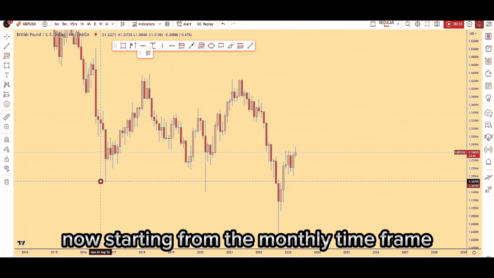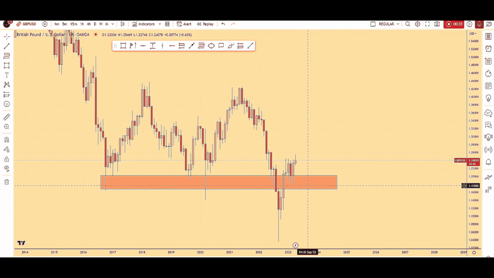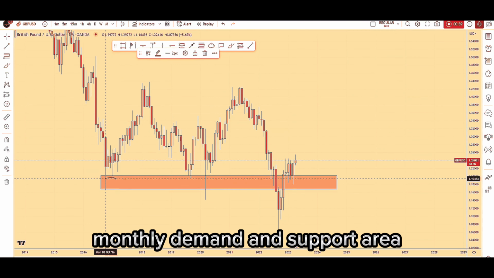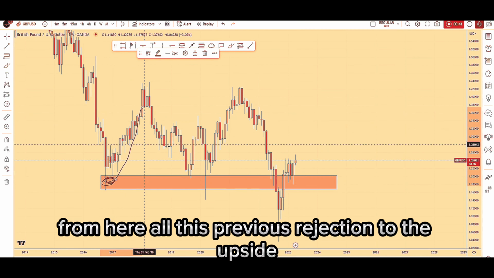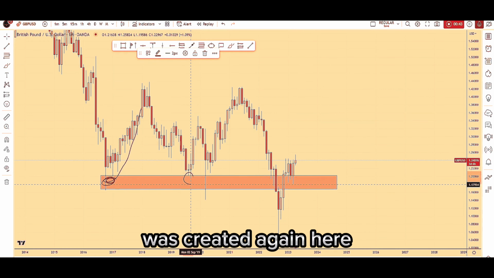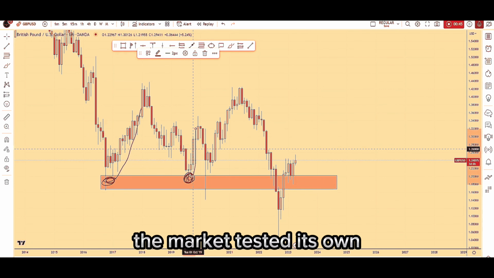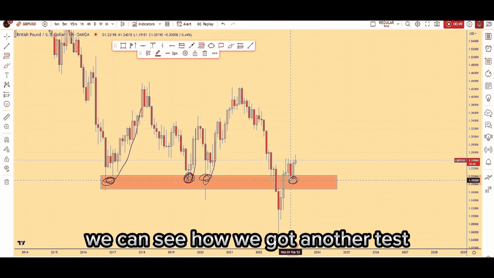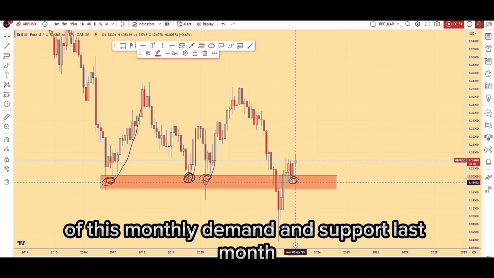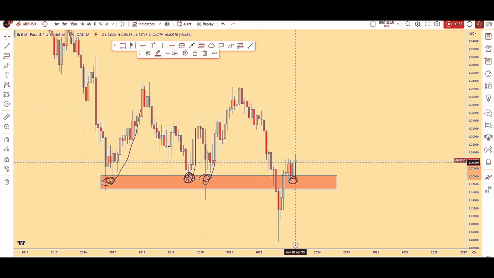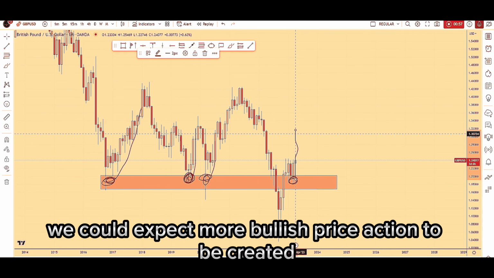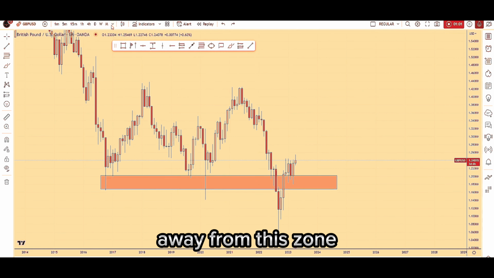Now, starting from the monthly time frame, what we can see is that we have a market which is testing a quite strong monthly demand and support area. From here, all this previous rejection to the upside was created. Again here, the market tested its zone and rejected it to the upside. Again here, and at the moment, we can see how we got another test of this monthly demand and support last month. Currently, the market is rejecting it to the upside. So in a situation like this, we could expect more bullish price action to be created away from this zone.